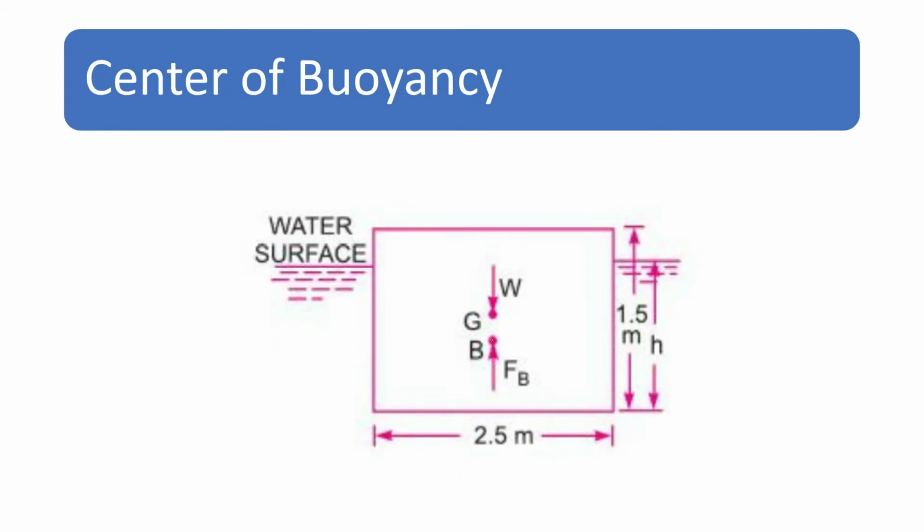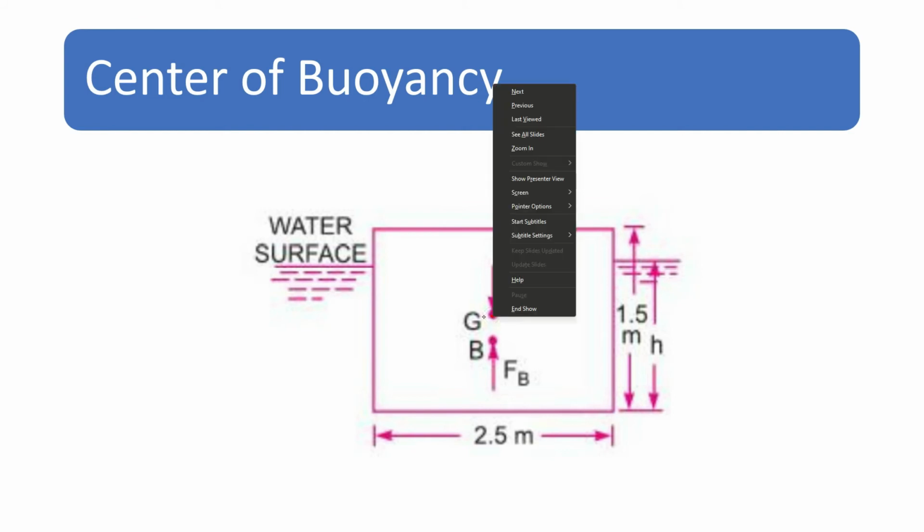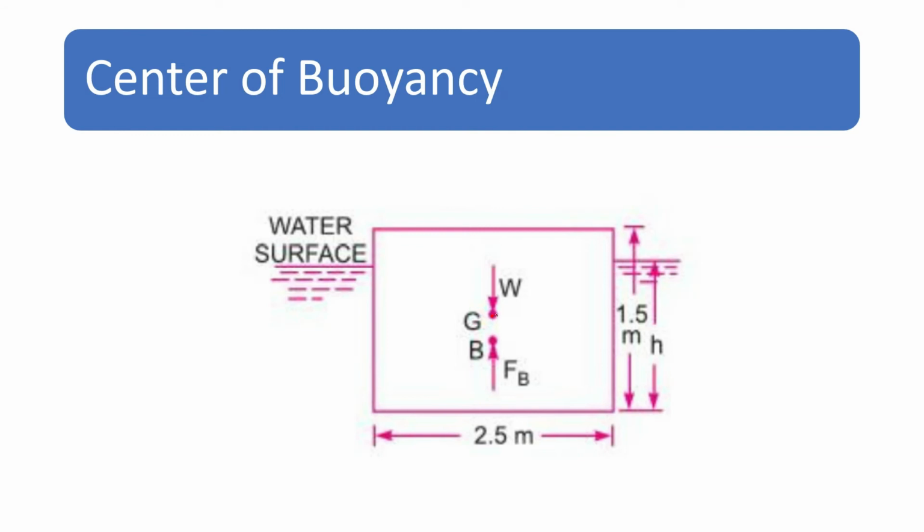Then what is center of buoyancy? Center of gravity means the center of the body, that means where the weight of the body is acting. So here it is point G. The weight of the body is acting at this point. This body is partially submerged in water, so a total height h is submerged.